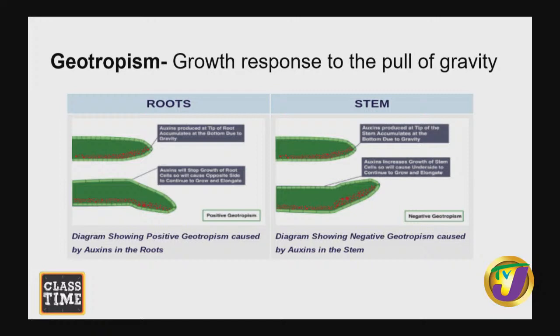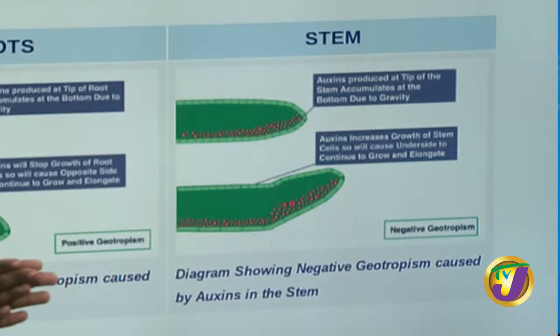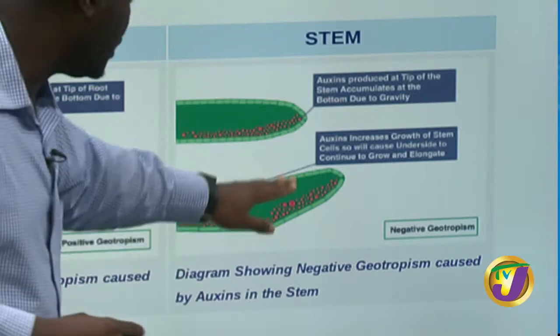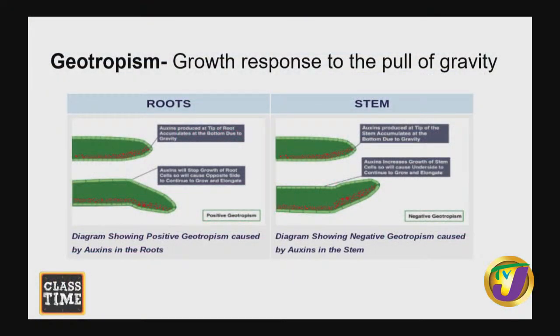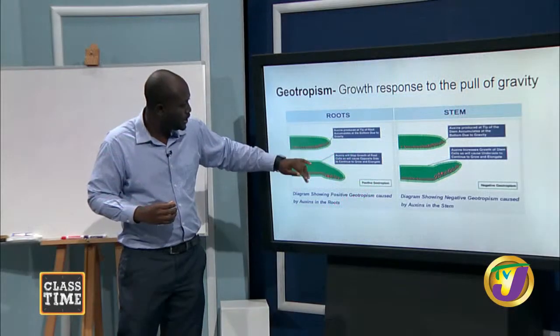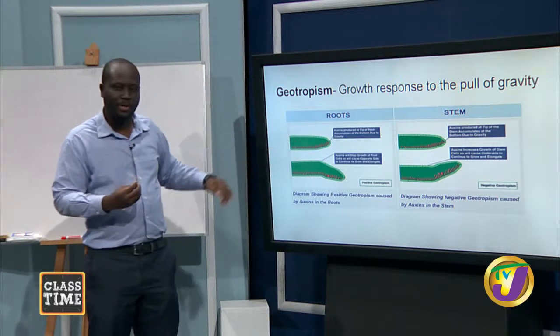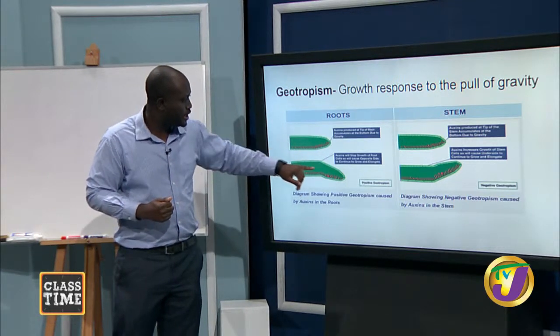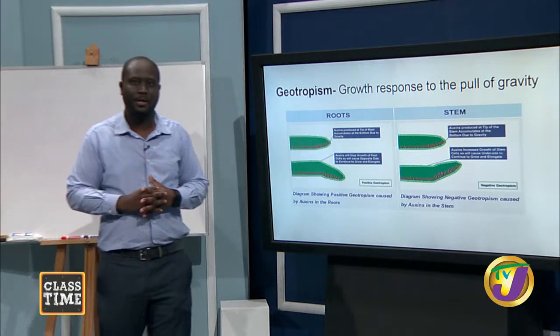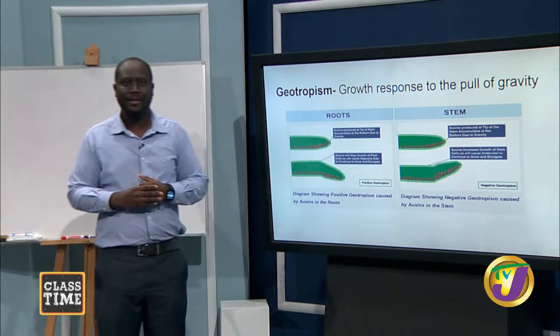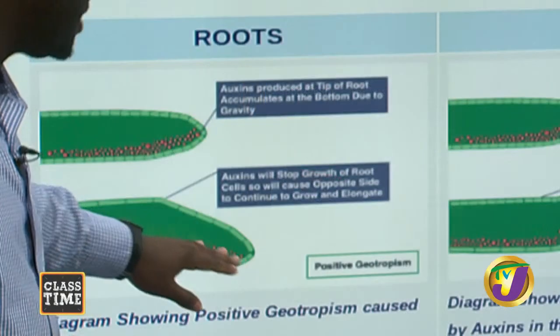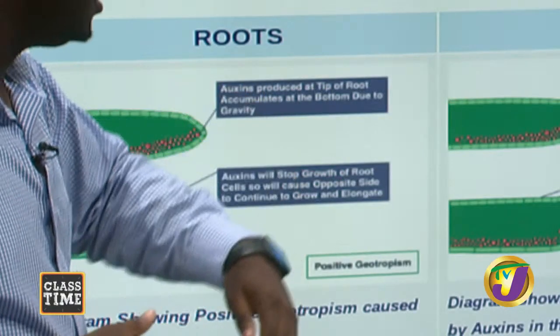And so the stem is going to grow upwards because on the side where the auxins accumulate, the cells there are going to elongate faster than on the sides without. So this is going to cause the stem to grow upwards. However, for the roots, as I told you, the cells in the roots respond differently to the accumulation of auxins. So even though auxins will accumulate on the lower side of the roots due to the pull of gravity, in the roots, the accumulation of auxins inhibits cell elongation. So the sides where there are no auxins are going to elongate faster than the sides that have the accumulation of auxins. So you're going to force the root to go downwards.